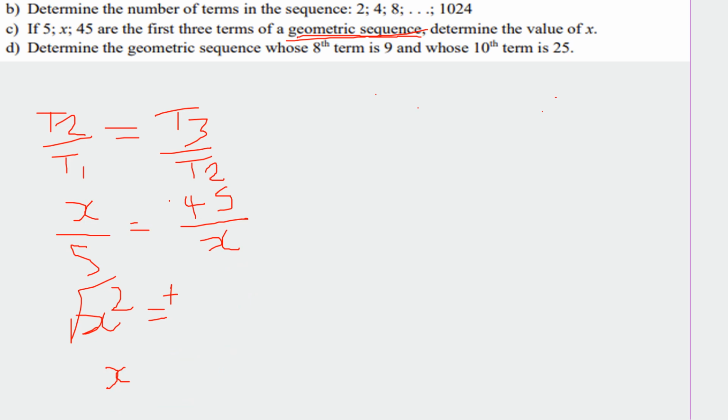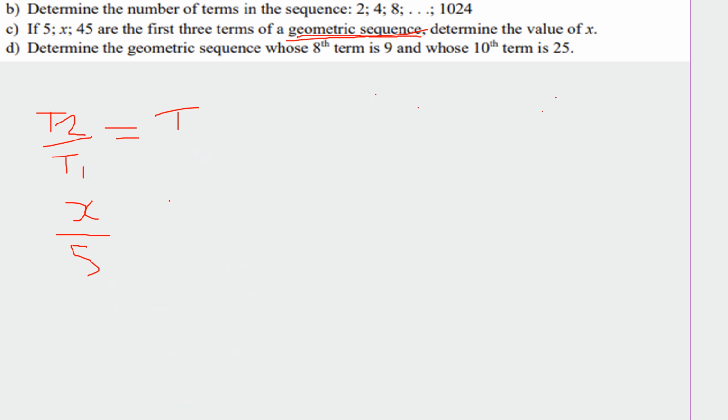So now let's look at the last question. Okay. So the last question says what? Determine the geometric sequence whose 8th term is 9 and whose 9th term is 25. So basically, in this case, they have given us two terms. And remember, they have also told us the condition here, that this sequence is a geometric sequence.